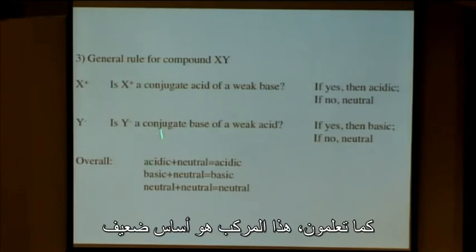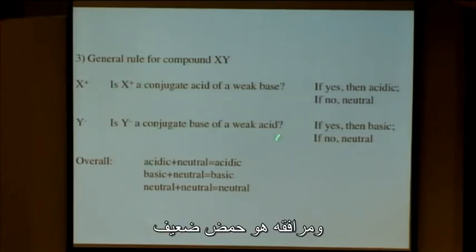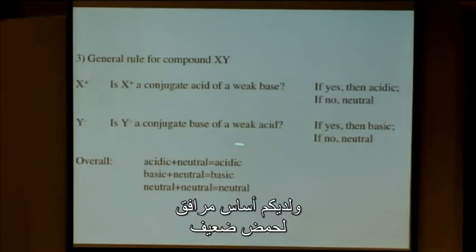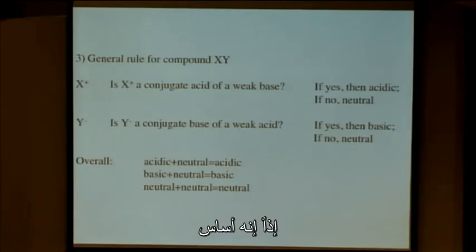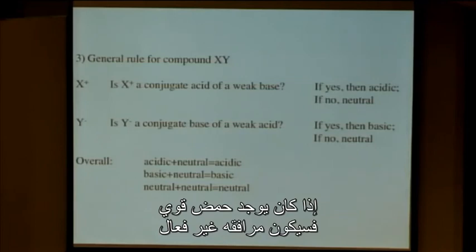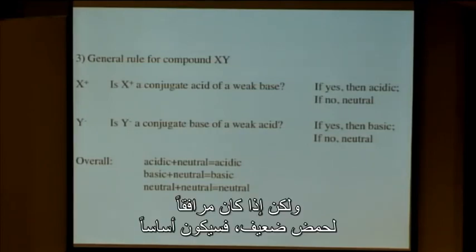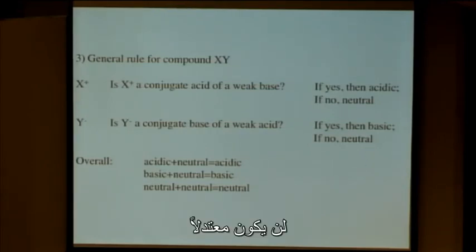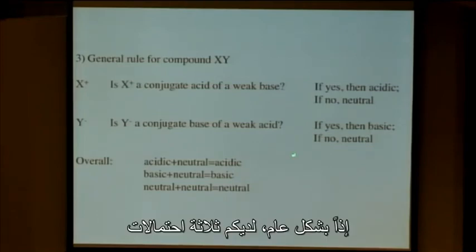You might know that something is a weak base. You might know that its conjugate is a weak acid. And if you have a conjugate base of something that's a weak acid, then it is a base. If it's a strong acid, it would be ineffectual. But if it's the conjugate of a weak acid, it'll be basic. Otherwise, it's neutral. So overall, you can have three possibilities.